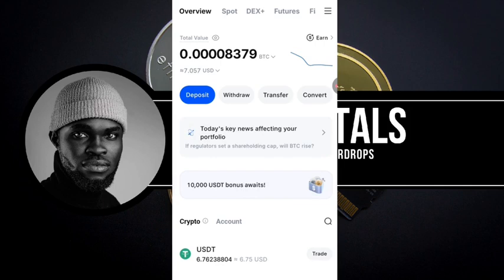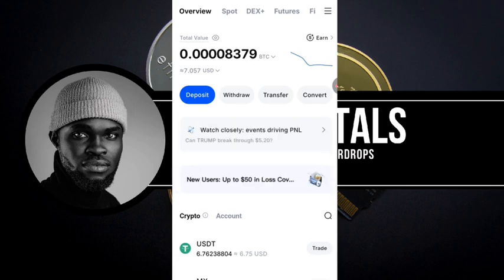Now let's dive straight into the tutorial. There are basically 4 things that happen when it comes to spot trading, but for the purpose of this particular video, we are going to be focusing on just 3 of them. We are going to be looking at market order, limit order, and stop limit. That's what we're going to be looking at when it comes to trading spot on MEXC.